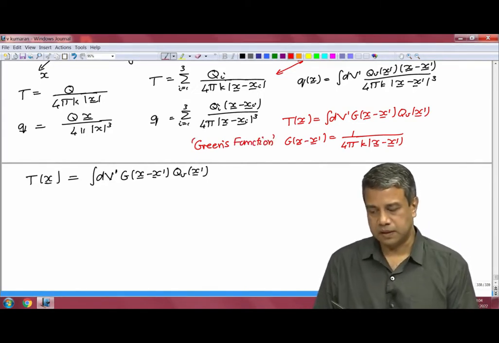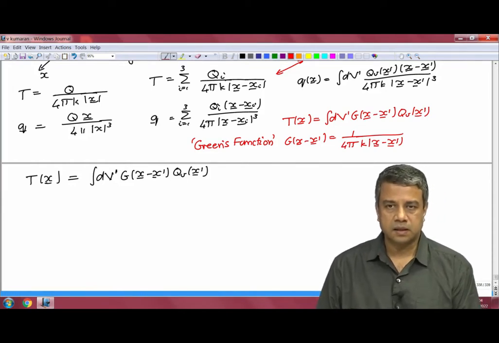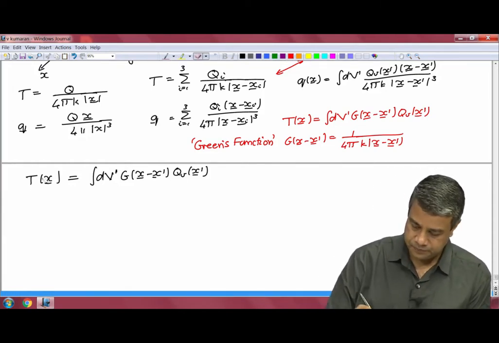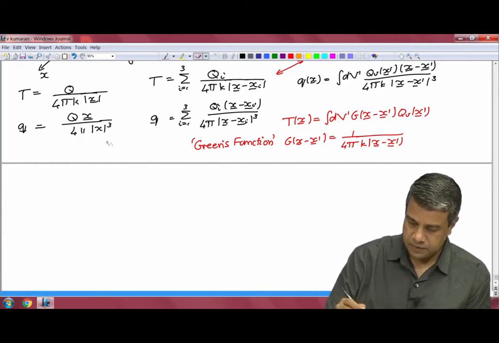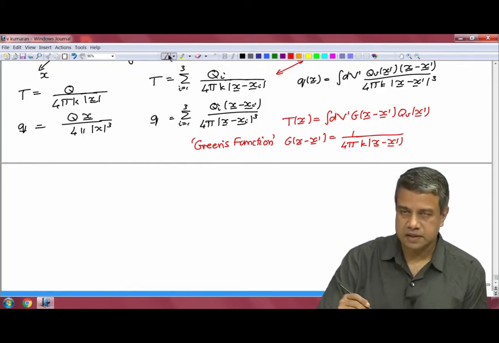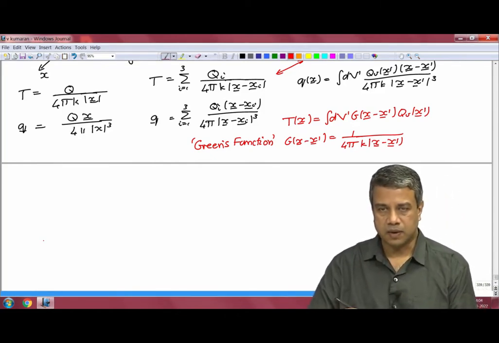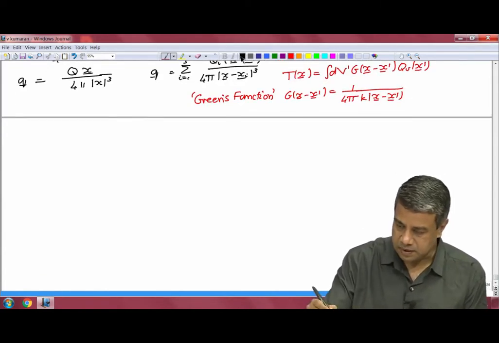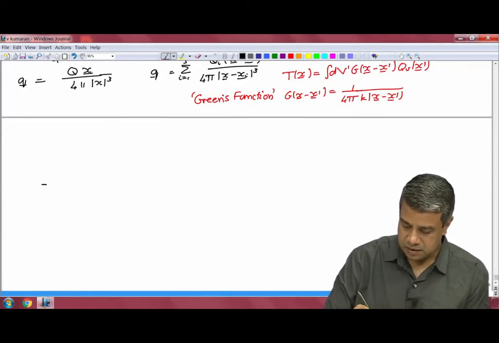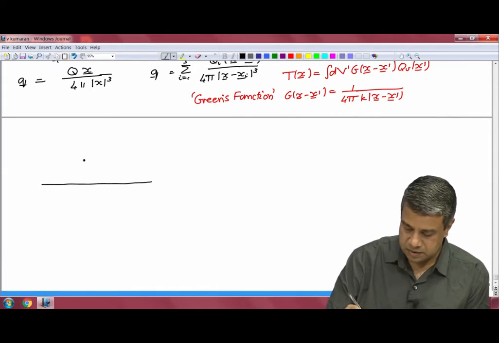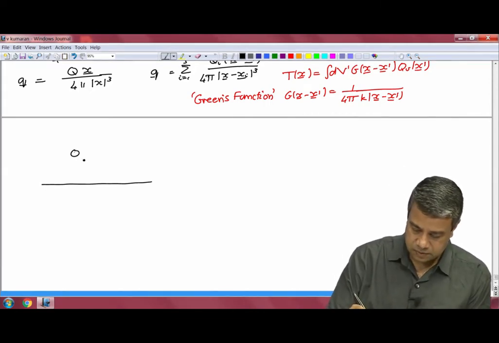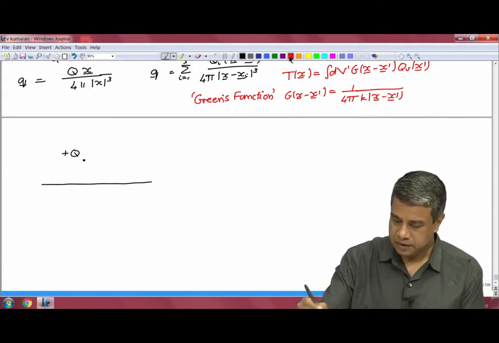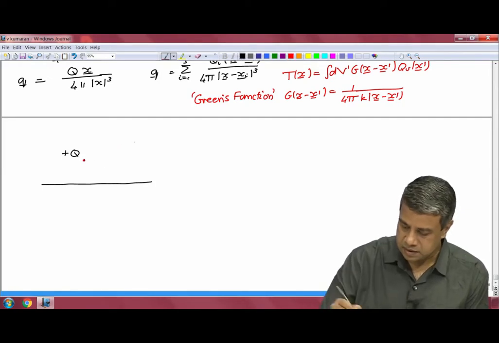In an infinite domain, this is called the Green's function in an unbounded system. What if you have boundaries where boundary conditions have to be satisfied? We were seeing that the last time, where we considered a point source, plus q, located at a distance L from a solid conducting wall.